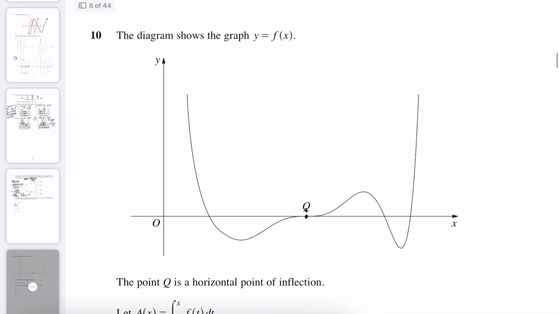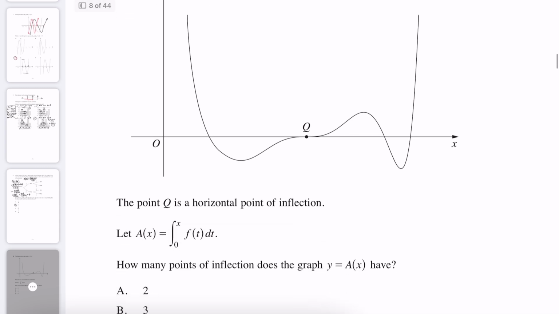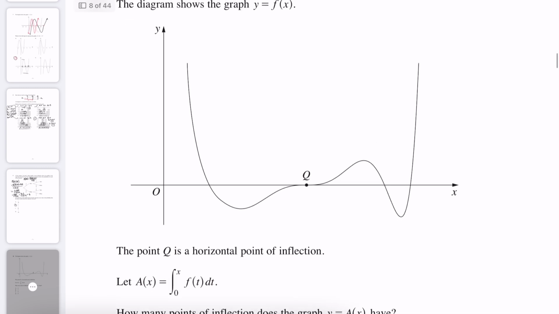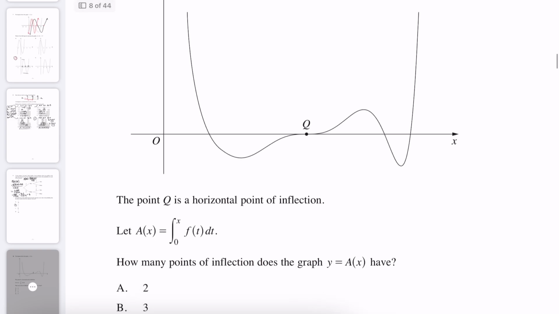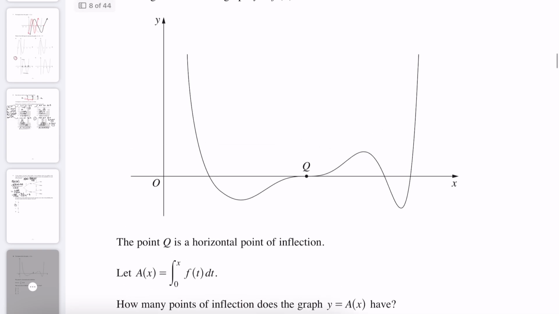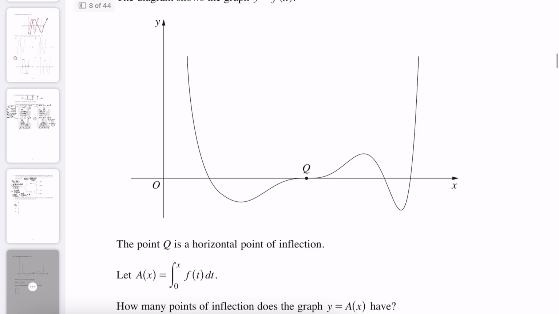Final question, question 10. The diagram shows the graph y equals f of x, and it gives you a diagram. The point Q is a horizontal point of inflection. Let a of x equal the integral of f of t dt. How many points of inflection does the graph y equals a of x have?